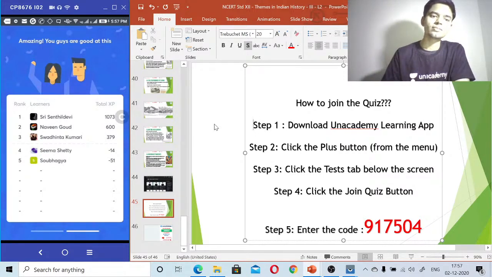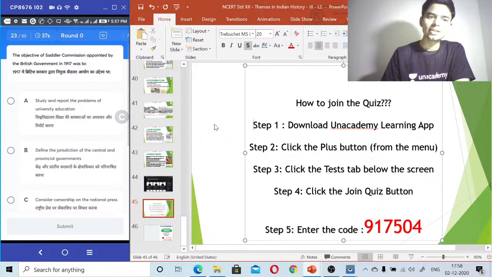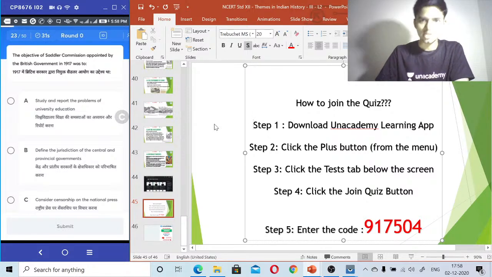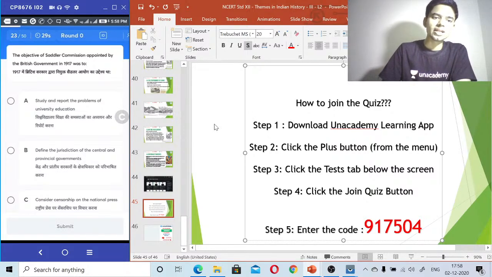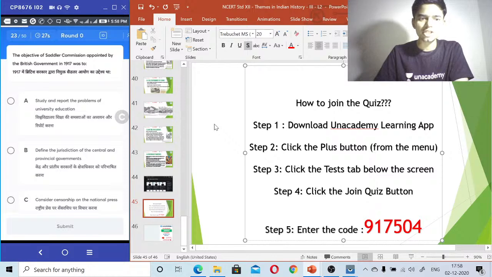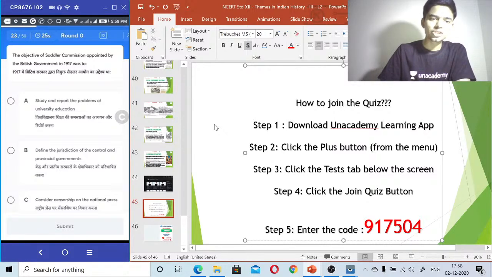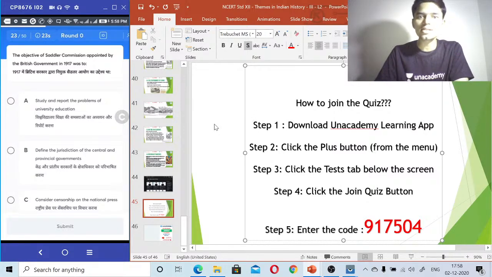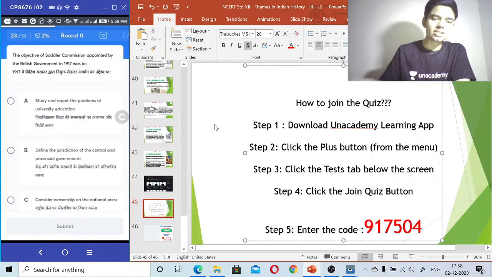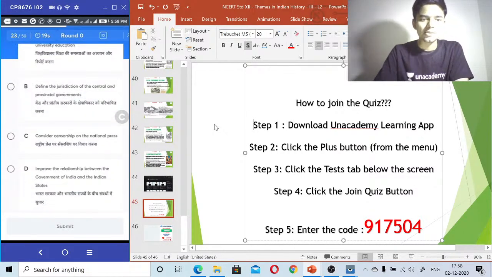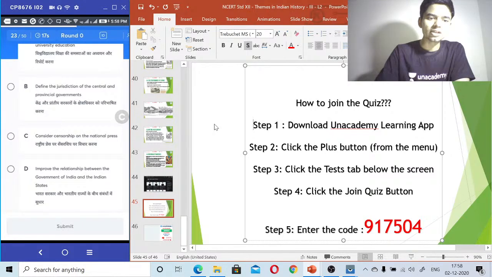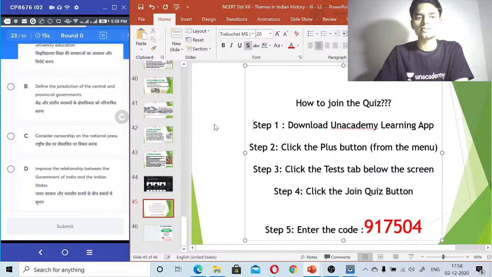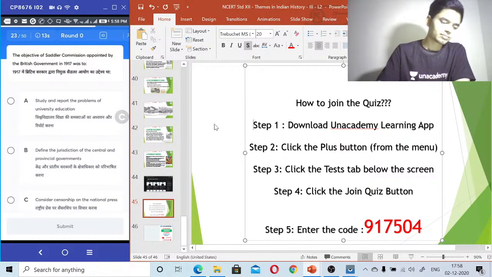Alright, moving on. 23rd question. The objective of Sadler Commission appointed by the British government in 1917 was dash. Option A, study and report the problems of university education. Option B, define the jurisdiction of central and provincial governments. Option C, consider censorship of national press. And option D, improve the relations between Government of India and Indian states. Sadler Commission.